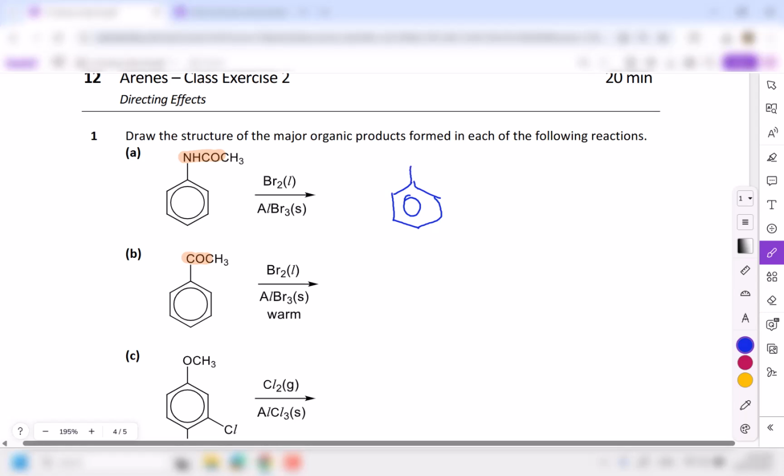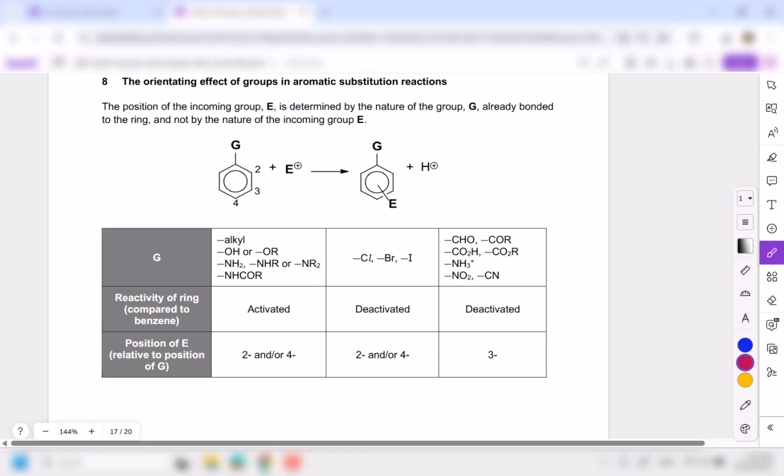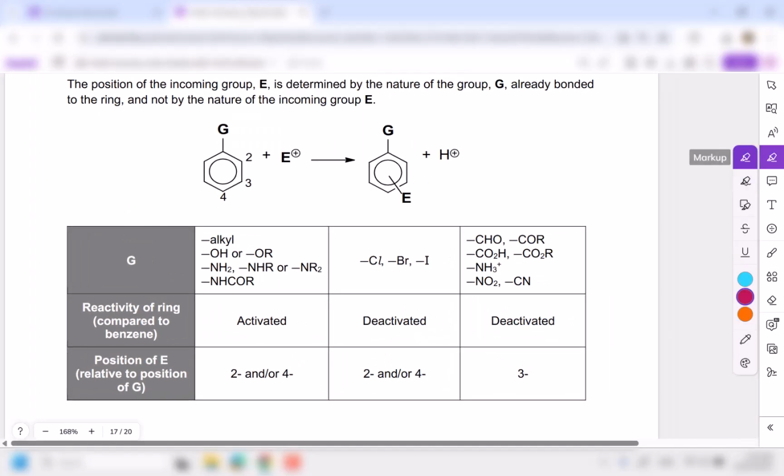You have a phenyl ring and H, C double bond O, and a CH3. Let's also take note of the lone pairs of electrons on nitrogen. If you're unsure, you just go to the data booklets. For the data booklet, you just look through the list for activating and deactivating groups. I think you will find this familiar.